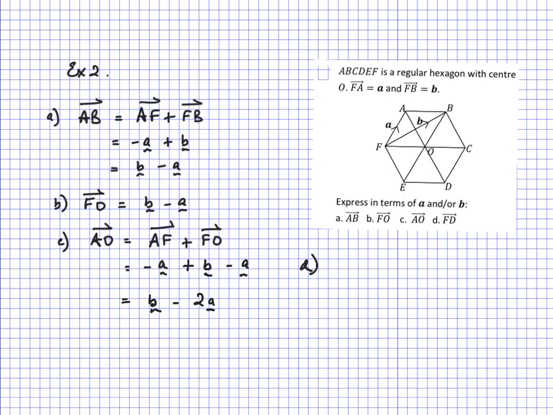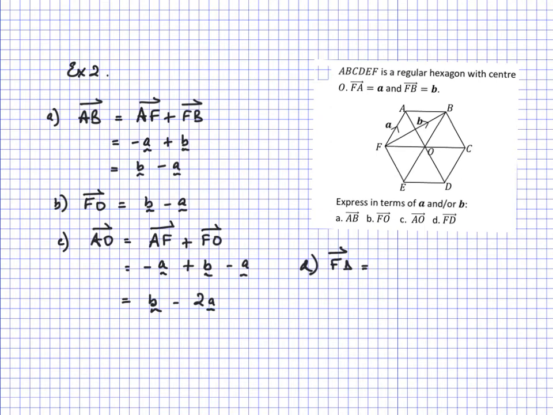And the last thing is FD. F to D. Well, we know that this line here is the same as this line, and the same as this line. What about this line here? Well, F to E is the same as A to O, and I've just found out that A to O is B minus 2A.